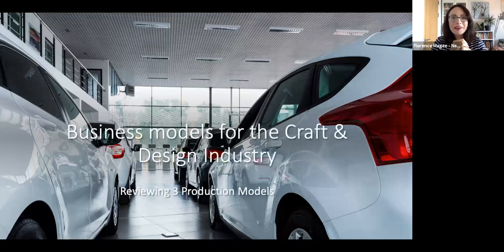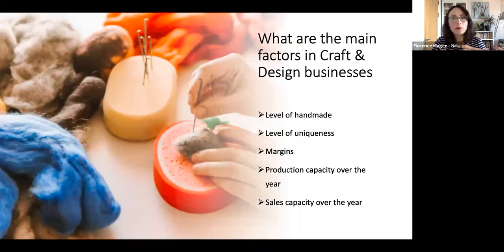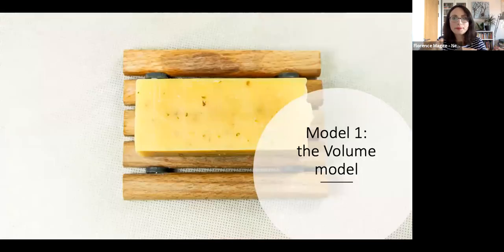Right. I'm going to continue with my car analogy, but only slightly. So we're going to look at models, and we're going to review 3 production models for the craft and design industry, which I believe are the main ones. So the factors that impact on how you run your business in craft and design would be the level of handmade, the level of uniqueness, the margin, so the difference between what it costs you to produce and the price that you get, so your profit, how much you can produce per year, and how much you can sell per year if production is not an issue.